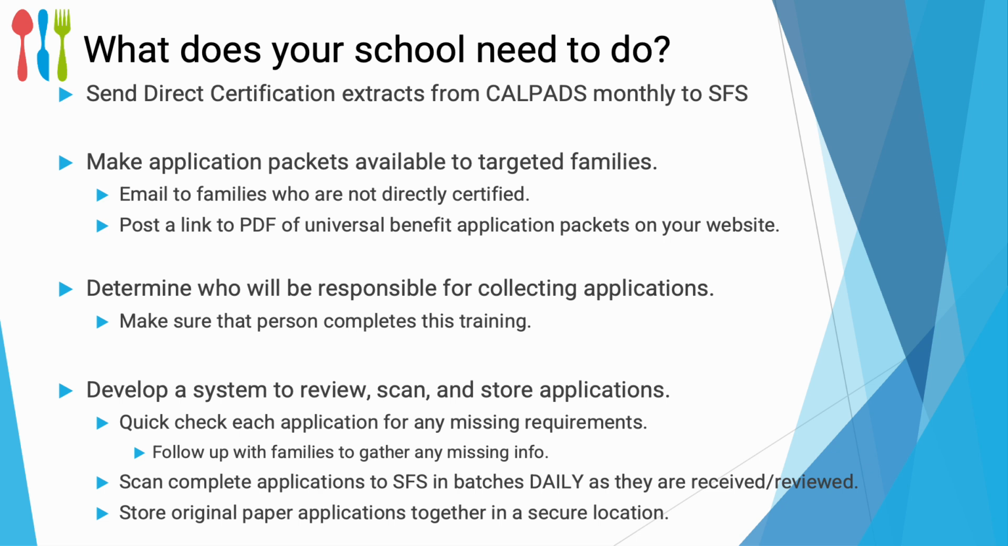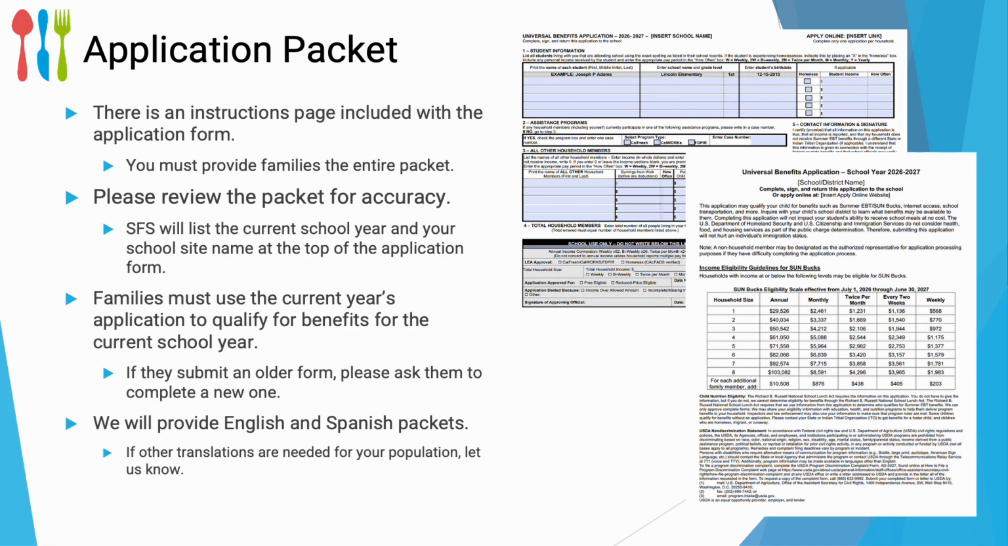Each one that you receive needs to be checked to make sure it's not missing any required info. It needs to be scanned to School Food Solutions. Preferably this happens on a daily basis. Just any that you receive throughout the day, review them, scan them, and send a batch scan of those PDFs to us. And then if you receive original paper applications, those need to be secure and kept together. So we'll get into details about how to do all of that.